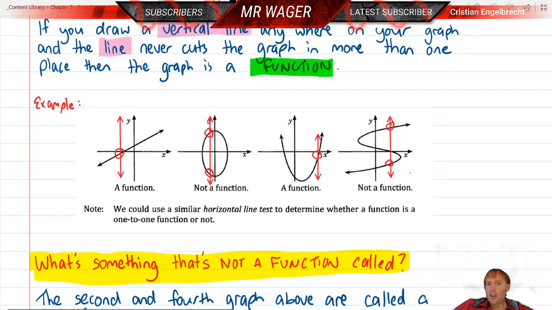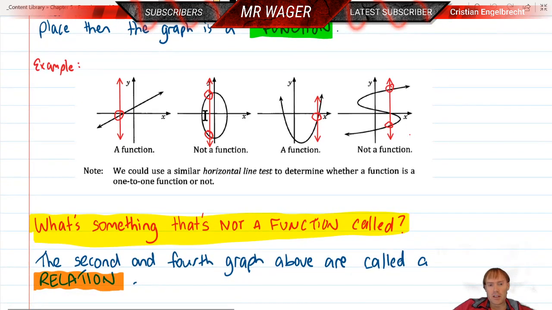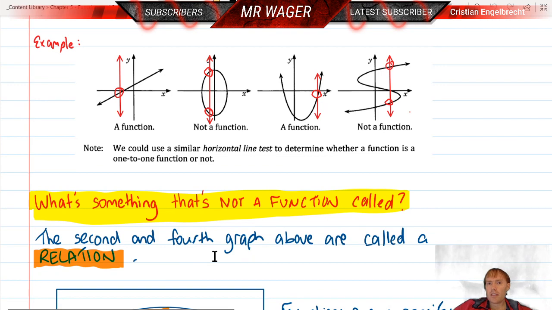Okay, so we've covered a lot about functions. The next question I pose is, what's something that's not a function called? So what about these things? What are they actually called? What's the name for those things? So the second and fourth graph, these ones here, they are called a relation. So relations are anything that aren't functions.